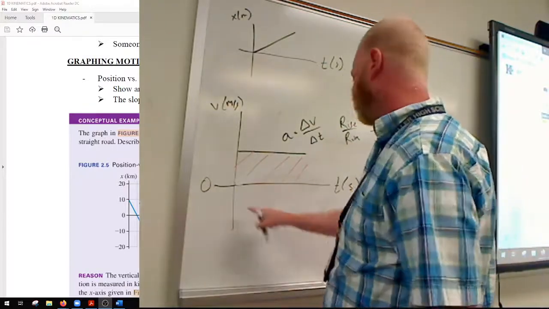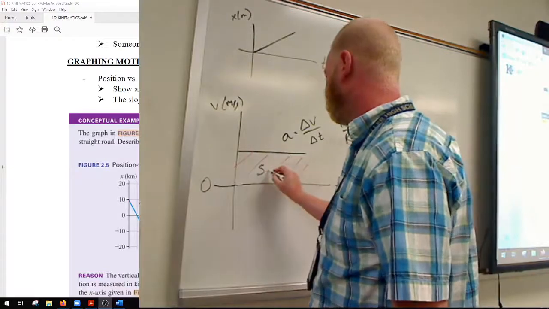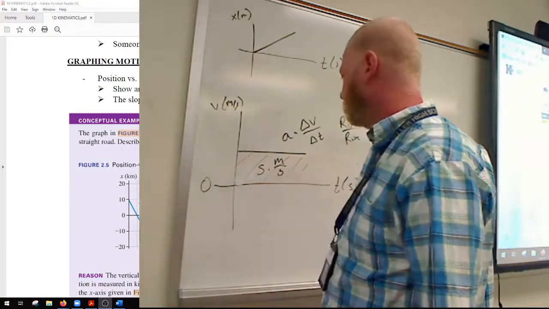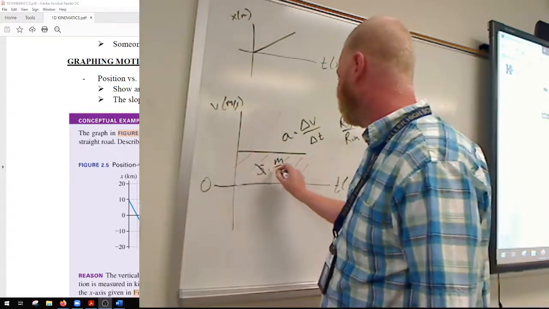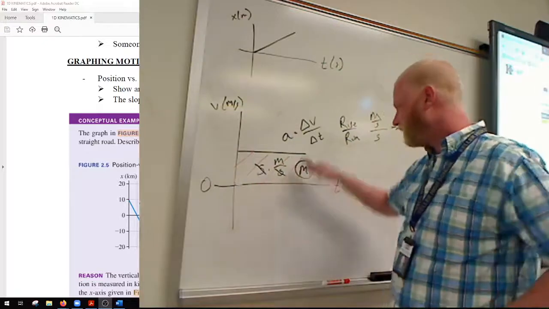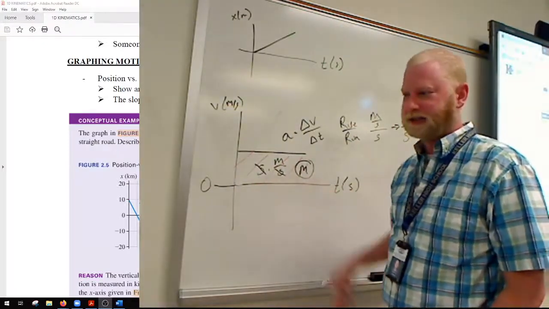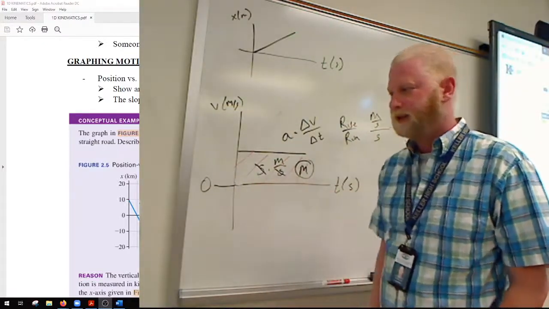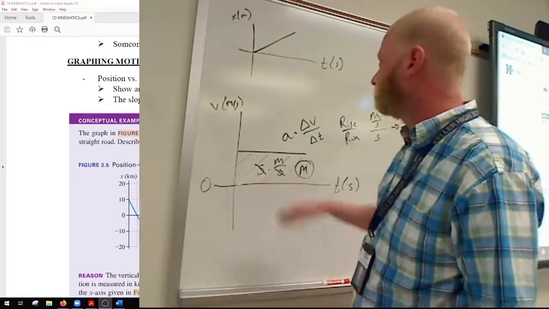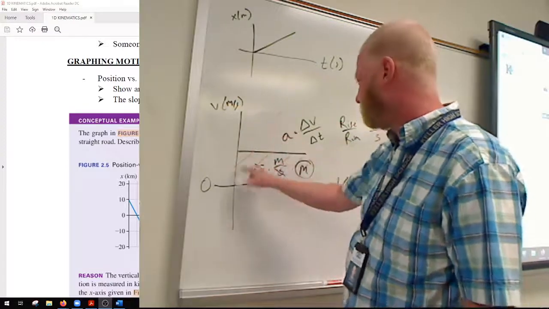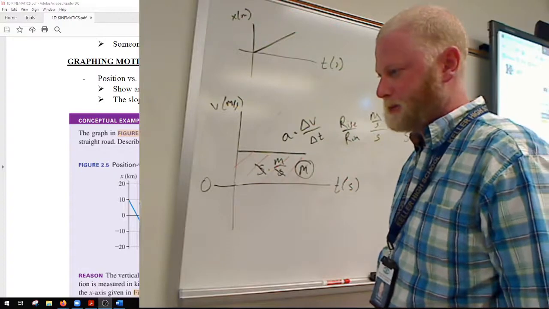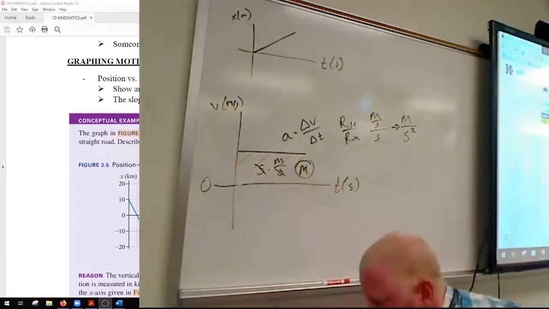What's the base measured in? Well, seconds. What's the height measured in? Meters per second. What happens to our seconds here? They cancel out, right? Meaning that whatever is represented by the area underneath this graph is measured in meters. Well, what do we know is measured in meters? Displacement, right? So you can find the displacement of this object by finding the area underneath this curve here.